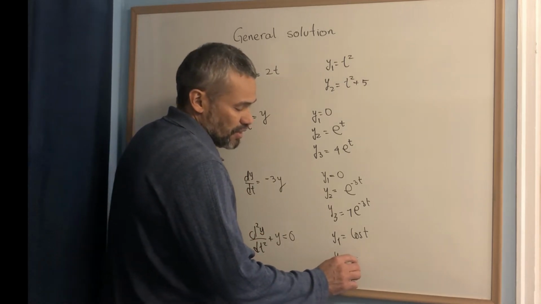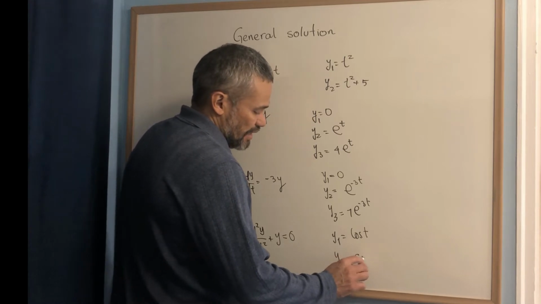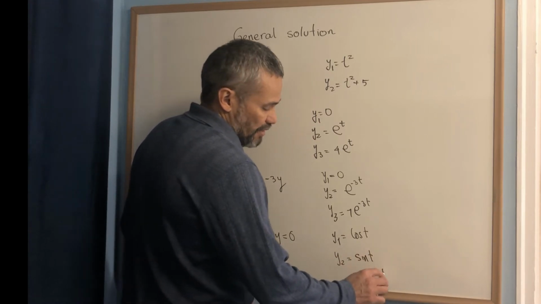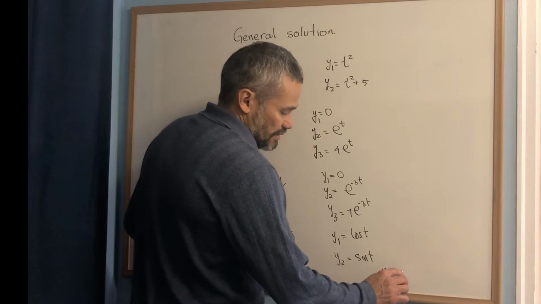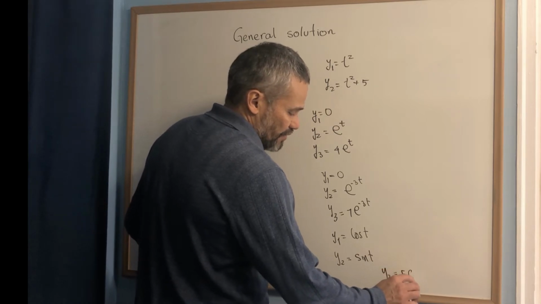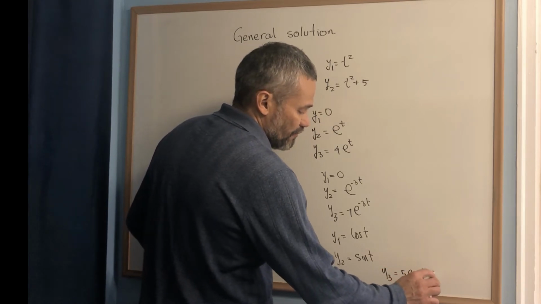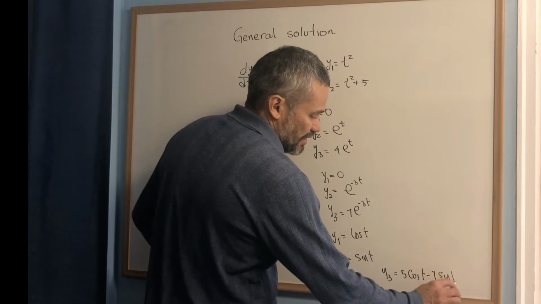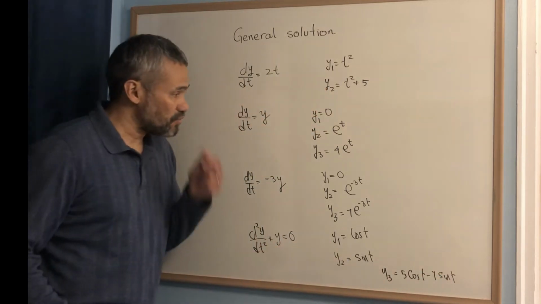Another solution is sine of t, and maybe a third solution is like 5 cosine of t minus 7 sine of t. We can check that this solution works.